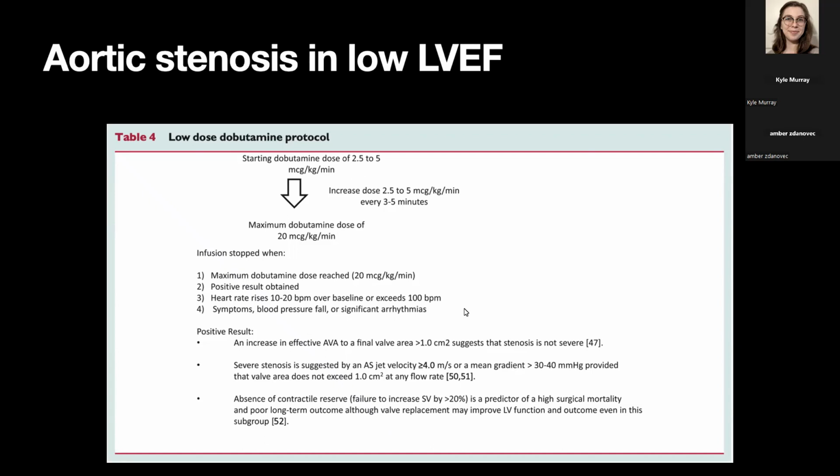And if that happens and your valve area then increases to greater than 1, then you probably had pseudostenosis. If your valve area stays less than 1 though, then you actually have some fixed stenosis. And if nothing happens when you add dobutamine, then that's just bad.